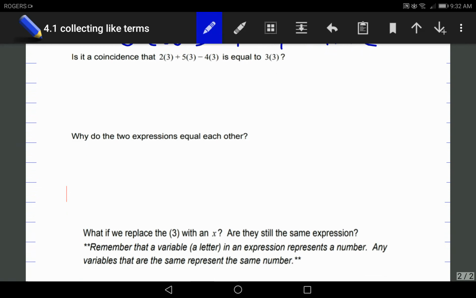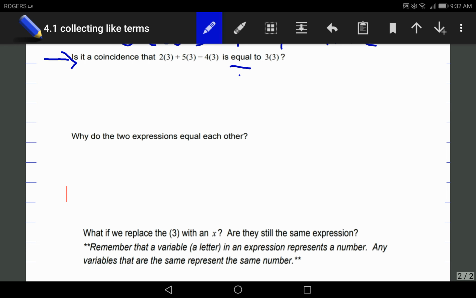And this is a great question that I love to do when I'm teaching this. Okay, is it a coincidence that 2 times 3 plus 5 times 3 minus 4 times 3 is equal to, or is the same as, 3 times 3? Okay, is that a coincidence? Well, let's see what this equals here first. I mean, let's work this out.